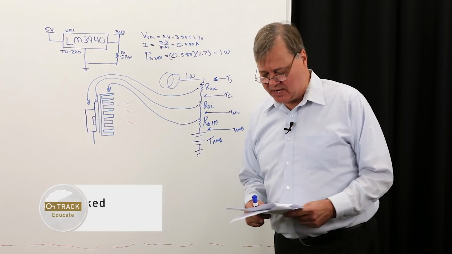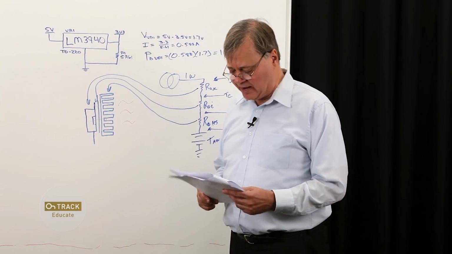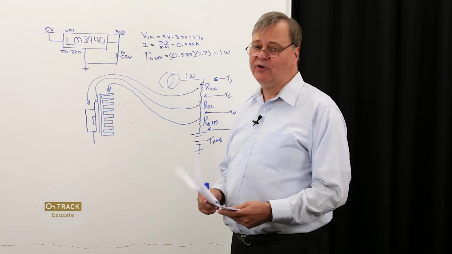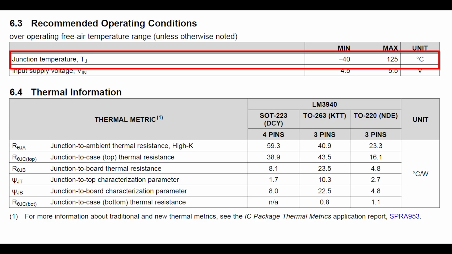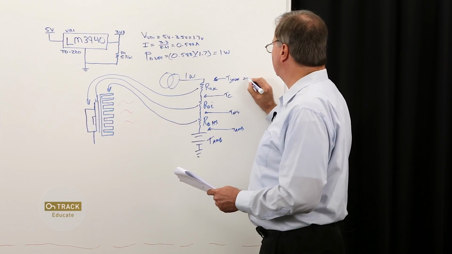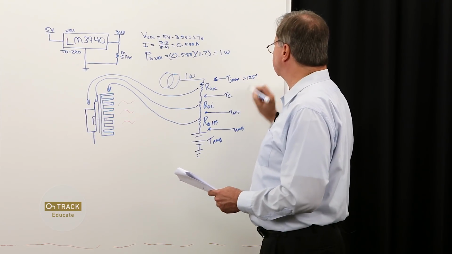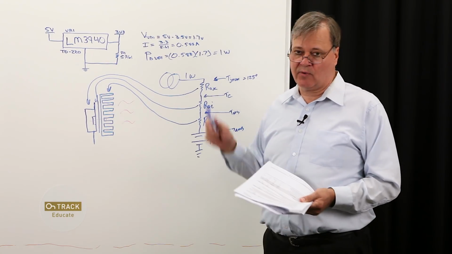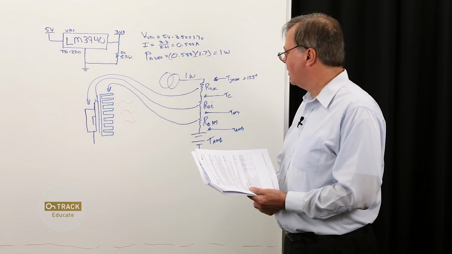I've got a data sheet here for the LM3940. And there are a couple of very useful numbers here. The first one is under the recommended operating conditions. We have our junction temperature max. So TJ max is equal to 125 degrees C. This is the maximum operating temperature we can run our junction at without failing the device.